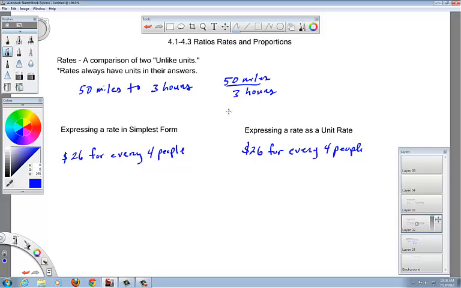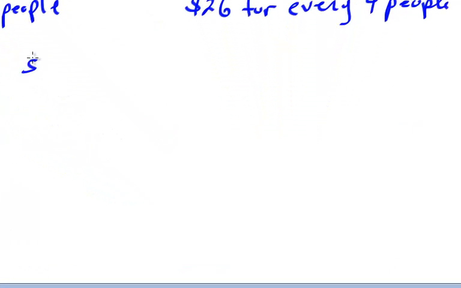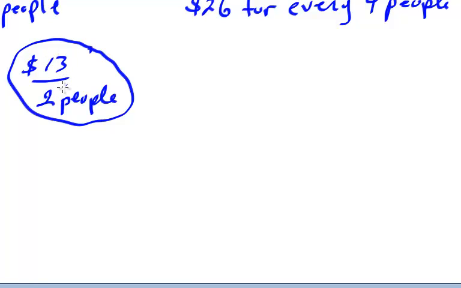But there are two ways to express rate answers. It's right here. It's in simplest form and as a unit rate. And let me demonstrate each one. Expressing a rate in simplest form, it'll have to ask you to do it. Otherwise, you're probably going to go with the unit rate, because you can use your calculator for that. But if it's expressing a rate in simplest form, you're going to have $26 for every 4 people. And we'll put the units on there. And then what we'll do to finish this off is reduce. And we're going to reduce this by 2. So it's going to be $13 for every 2 people. This is an answer expressed as a rate in simplest form.